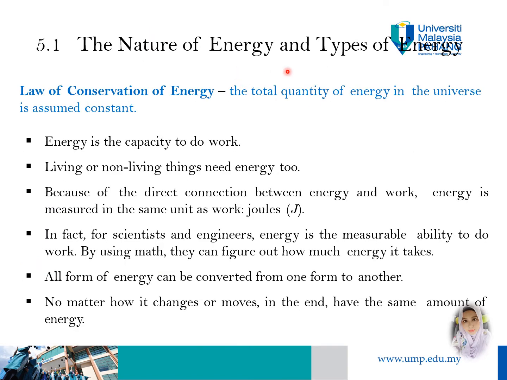The nature of energy and types of energy. The law of conservation of energy states that energy cannot be created or destroyed, but only changed from one form into another or transferred from one object to another. This means that the quantity of energy in the universe is assumed constant. Energy is the capacity to do work, and it is expressed in joules.